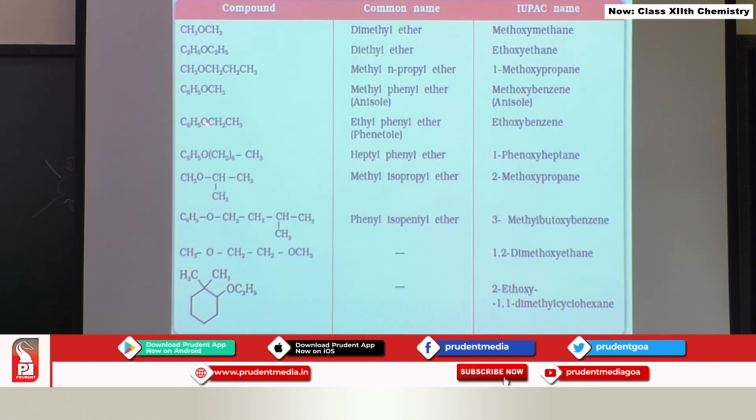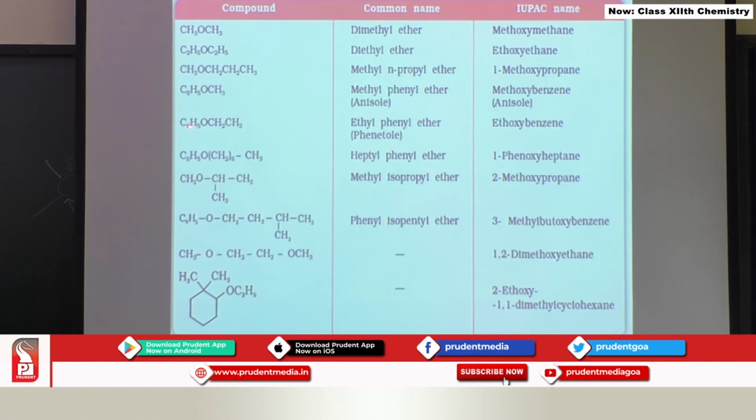Similarly, this becomes ethoxybenzene, the IUPAC name, and the common name will be ethyl phenyl ether, commonly called phenetole. So, like this there are a few more examples which you can refer.